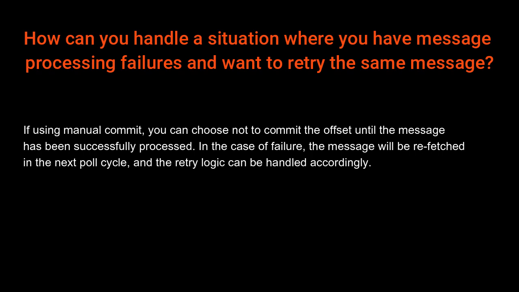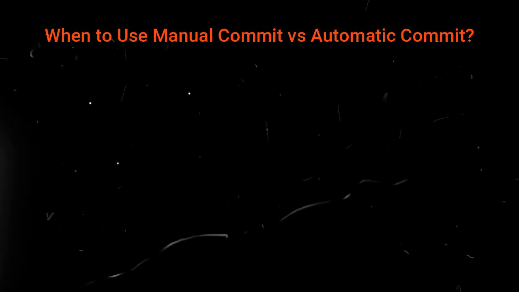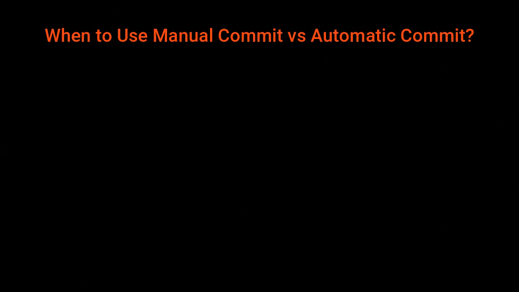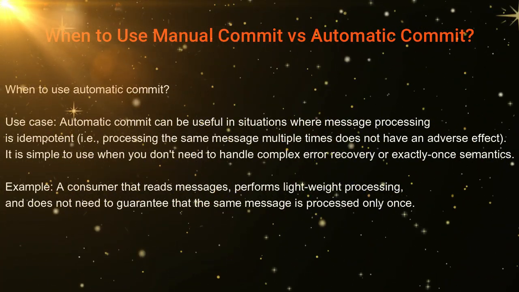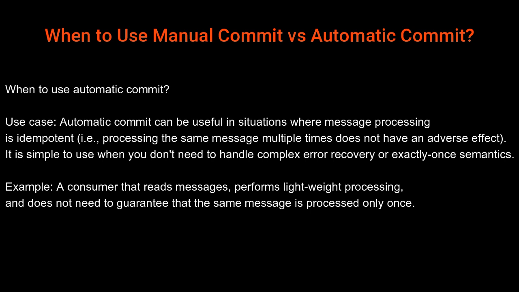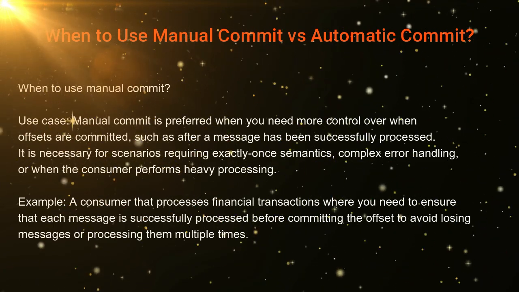Our next question is, when should we use manual commit or automatic commit? First, when should we use automatic commit? Automatic commit can be useful in a situation where message processing is idempotent, that is, processing the same message multiple times does not have an adverse effect. It is simple to use when you don't need to handle complex error recovery or exactly-once semantics. For example, a consumer that reads messages and performs lightweight processing, and does not need to guarantee that the same message is processed only once.